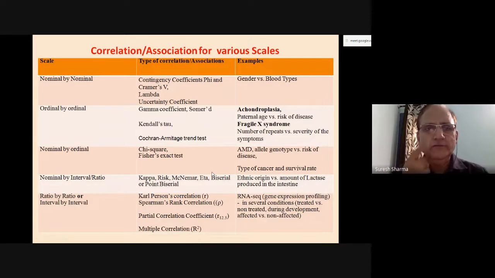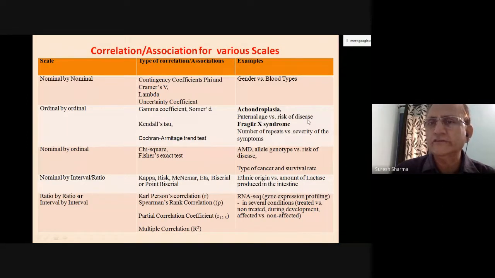These are examples. For example, nominal by nominal. What is the example? Gender versus blood types. Gender is nominal, blood types are nominal. Then you have ordinal by ordinal, like paternal age versus risk of disease. Risk of disease is mild, moderate, severe. It's ordinal. Paternal age, you can have 20 to 30 years, then the next category is 30 to 40 years, then 40 to 50 years. So ordinal by ordinal, you can use gamma coefficient or Somers' D, and out of these, gamma is the best one.